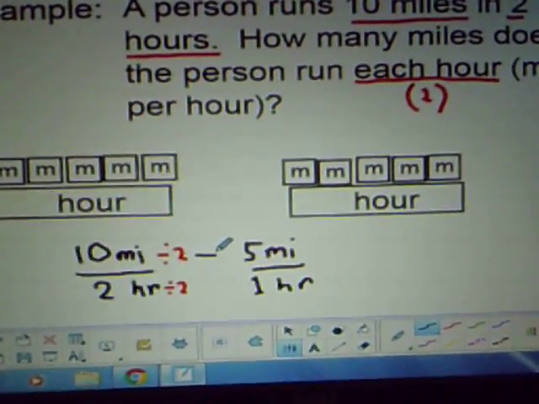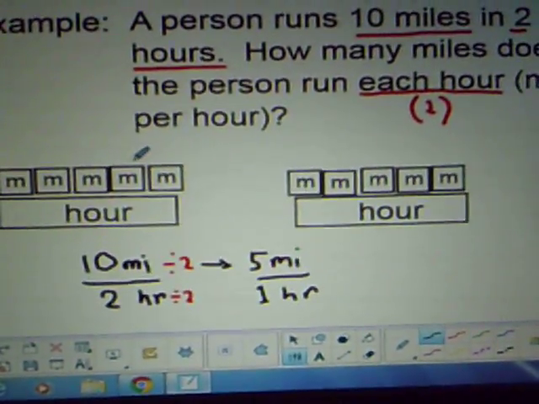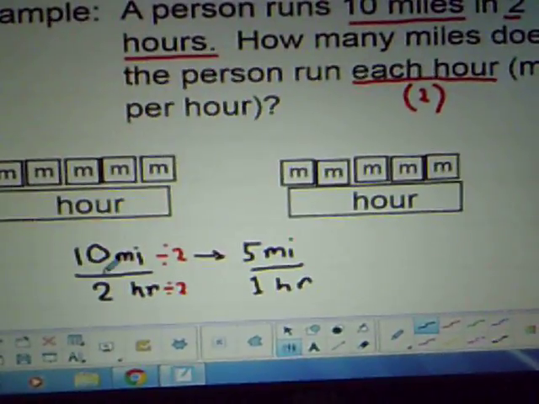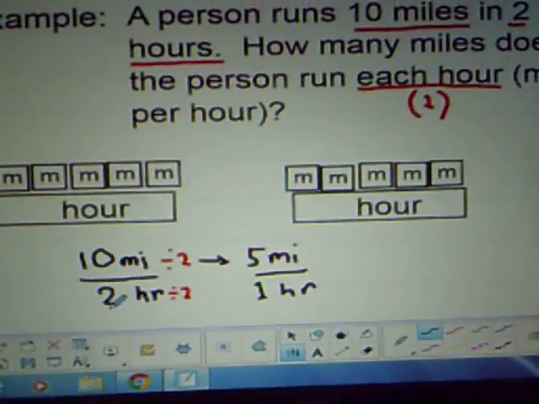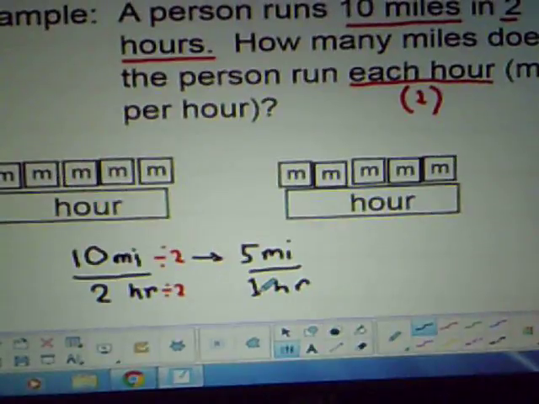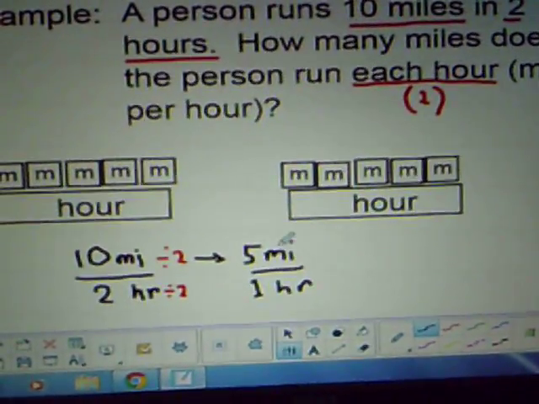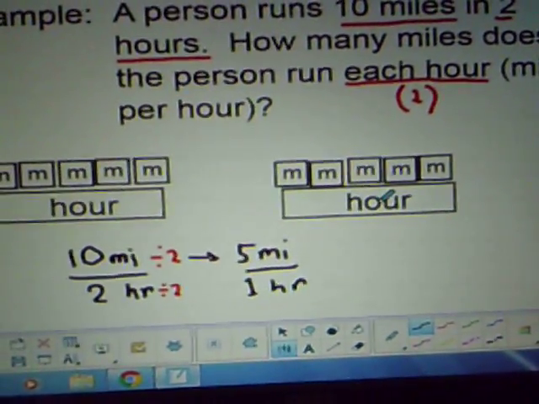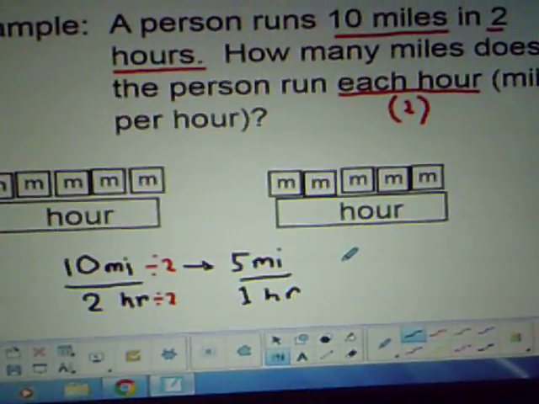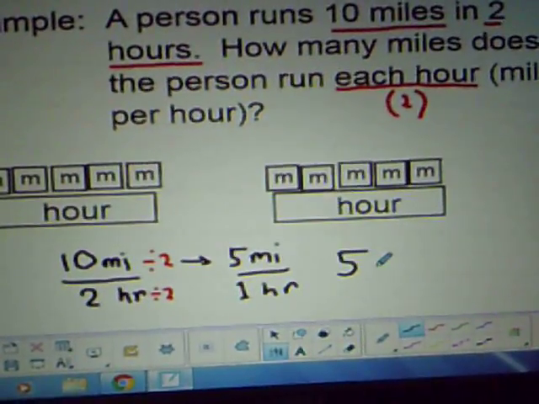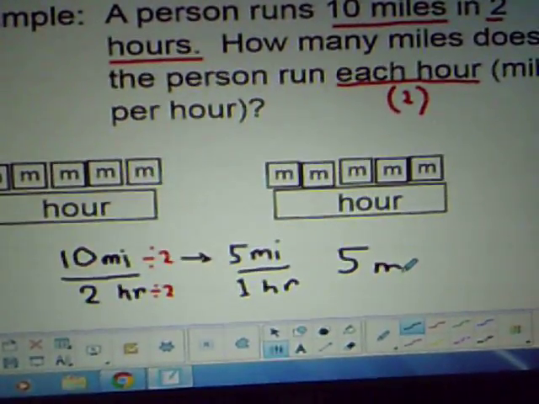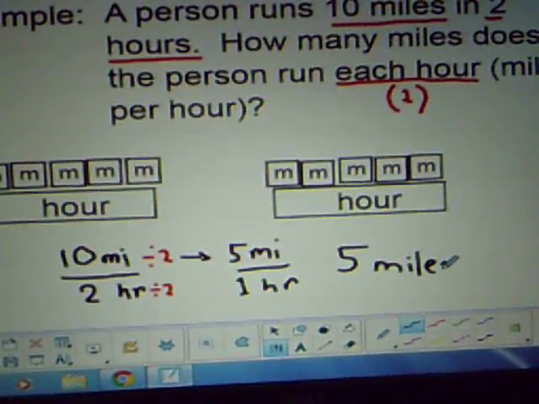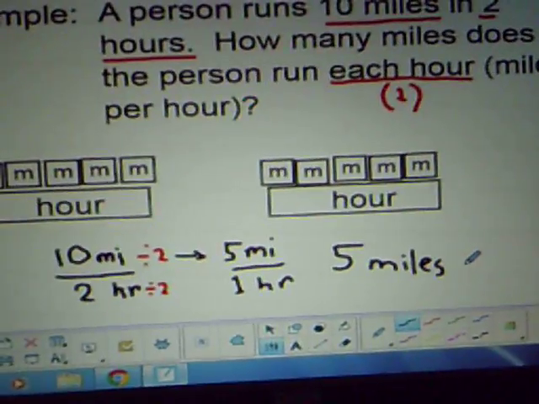So 10 divided by 2, I took those 10 miles, they were together, and I split them up into 2 groups. 10 divided by 2 is 5. 2 divided by 2 is 1. So each group has 5 miles, 1, 2, 3, 4, 5, and 1 hour. So we can say that the person runs 5 miles each hour, or per hour.